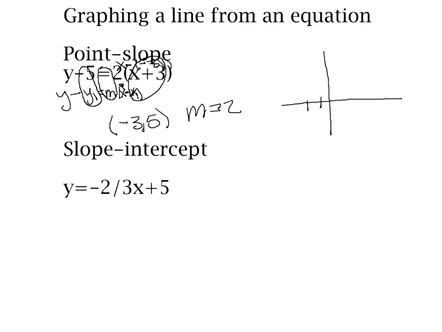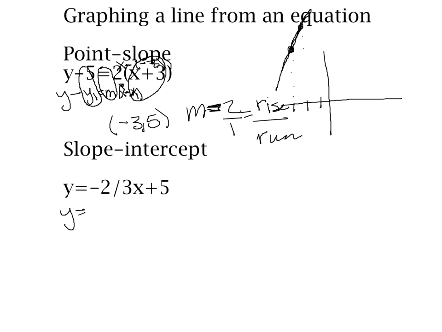And so now it's just like the last one. I'm going to go to (-3, 5). There's 1, 2, 3, 4, 5. I'm going to have a slope of 2, so I'm going to go over 1 and up 2. And that's my picture. So this is m equals 2 over 1, which is rise over run.